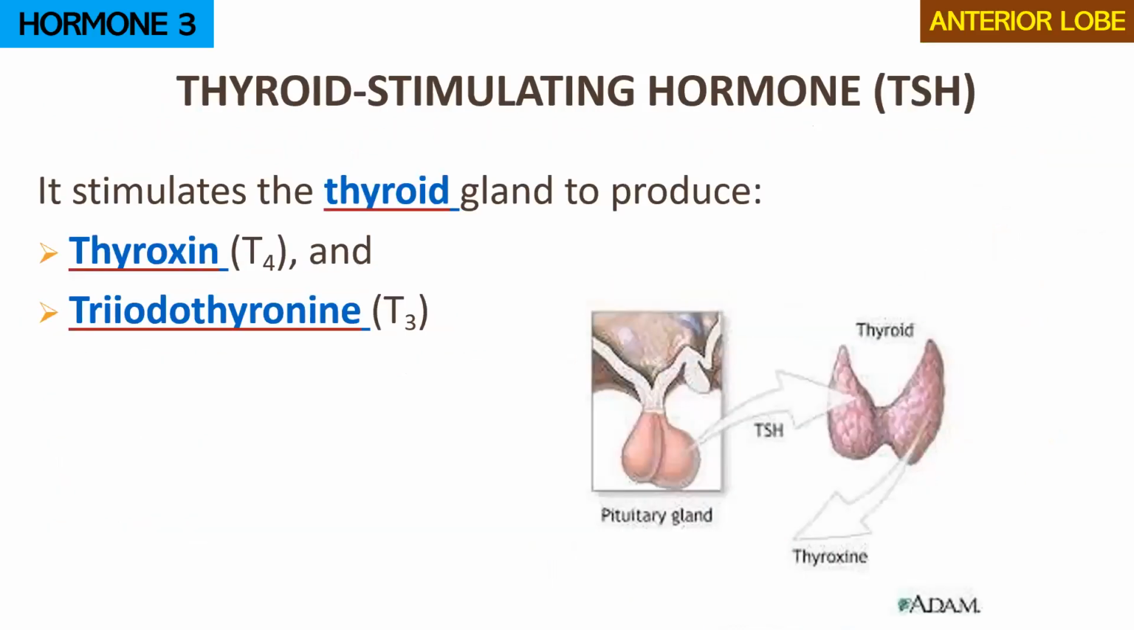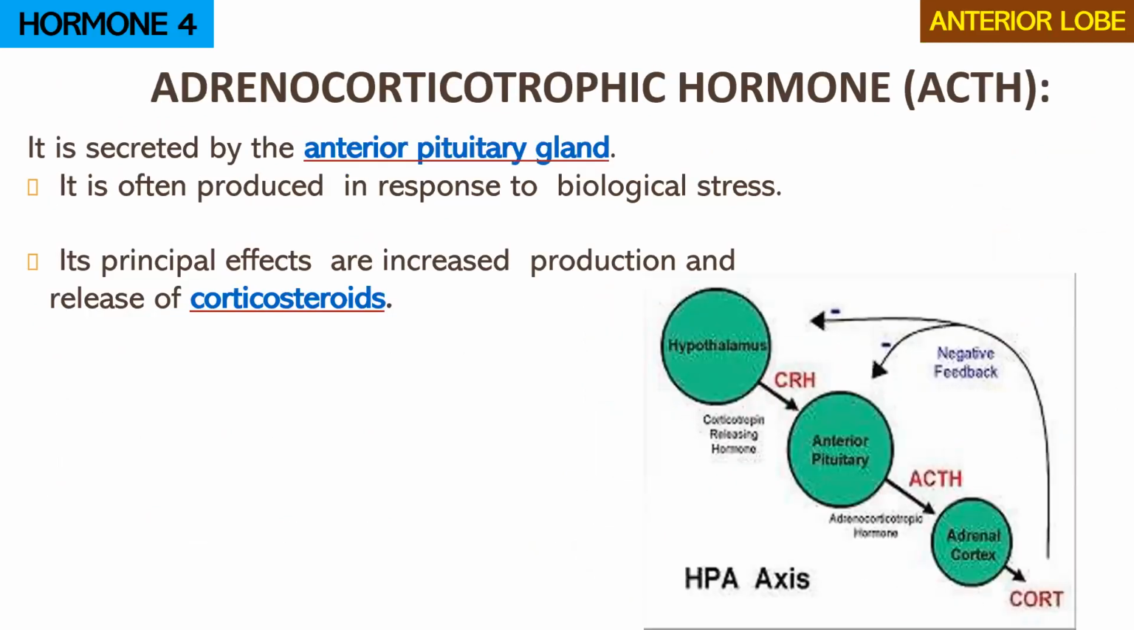Then there is thyroid stimulating hormone. It stimulates the thyroid to produce thyroxine and triiodothyronine. And again, all of this is pituitary, and you're looking at the anterior part. There is ACTH, which is the adrenocorticotropic hormone, and it is secreted again by the anterior pituitary gland and it responds to biological stress. Its effect is that it results in increasing corticosteroids to counteract the stress.